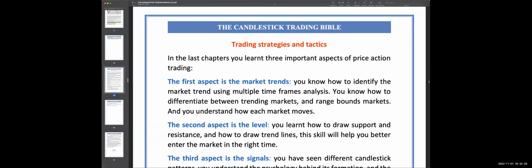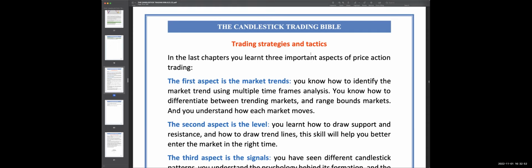So now we're getting into the thick of things, going into the strategies to put everything together and the tactics you can use. This is basically your trade management, from your setup to where you open your trade, your stop loss, and your take profit, which is your target. So we're going to continue with trading strategies and tactics.